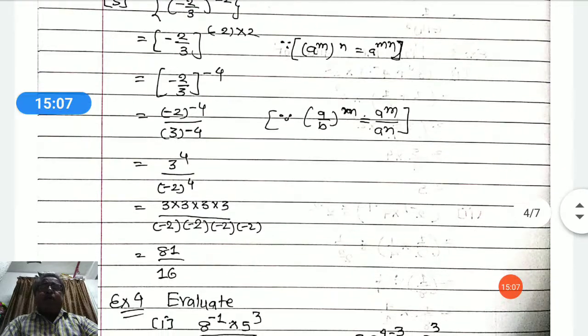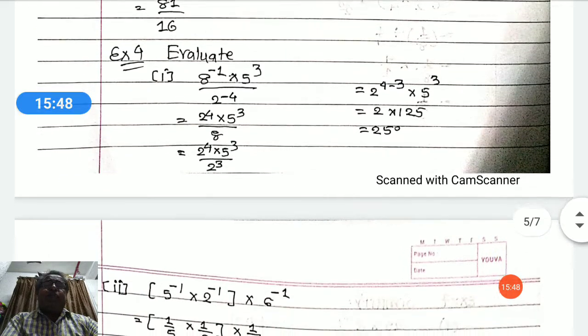न्यूमरेटर का डिनोमिनेटर होगा, डिनोमिनेटर का न्यूमरेटर होगा, एक्सपोनेंट्स चेंज हो जाएगा, माइनस का प्लस, प्लस का माइनस, is equal to 3 raised to 4 divided by minus 2 raised to 4, is equal to 3, 4 times, 3 multiply by 3 multiply by 3 multiply by 3, and minus 2 is also 4 times, minus 2 minus 2 minus 2 minus 2, 4 times multiplication. We get answer 81 divided by 16.